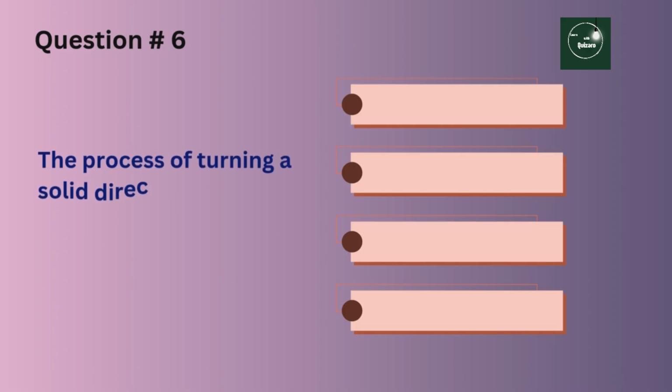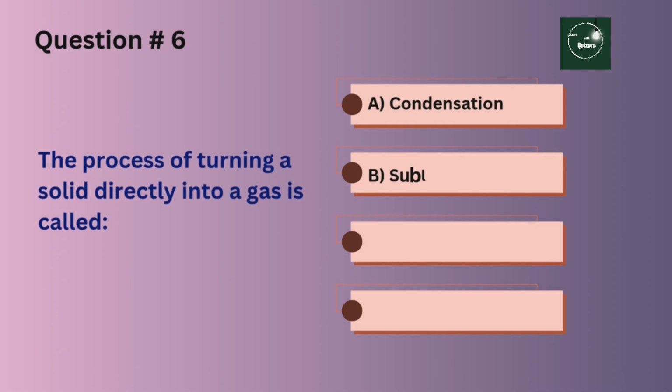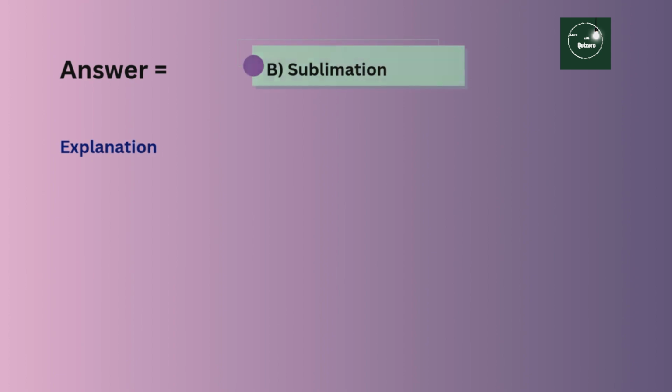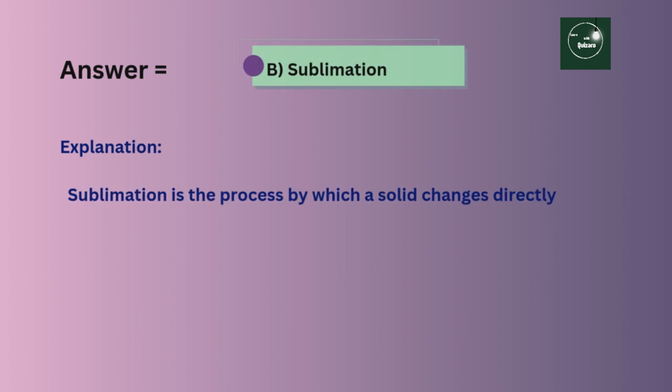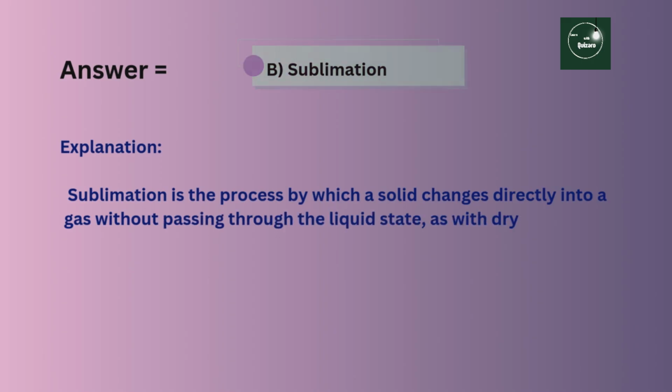Question number 6. The process of turning a solid directly into a gas is called A. Condensation. B. Sublimation. C. Evaporation. D. Deposition. Answer is B. Sublimation. Sublimation is the process by which a solid changes directly into a gas without passing through the liquid state, as with dry ice turning into carbon dioxide gas.